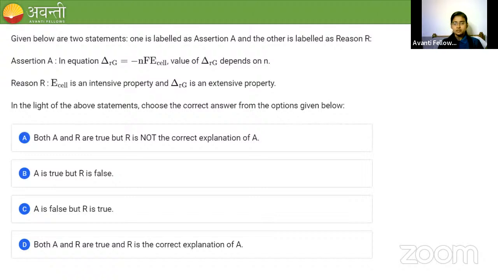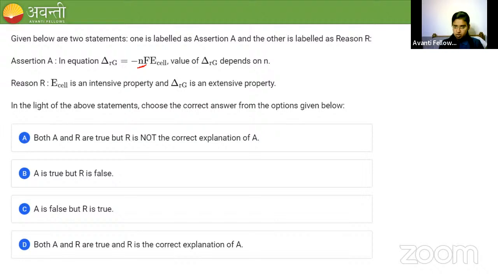Here is the next question. Given below are two statements. One is labeled as assertion and the other is labeled as reason. Assertion says that in the equation delta G naught is equal to minus nFE cell, the value of delta G depends on n. Is it right or wrong? Delta G depends on the n value. What is n here? Number of electrons lost or gained.